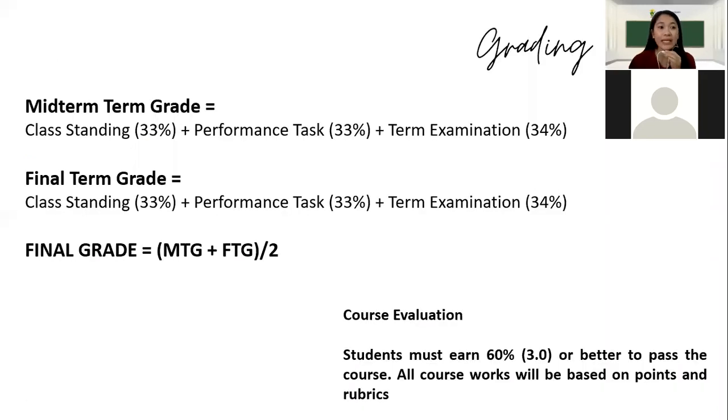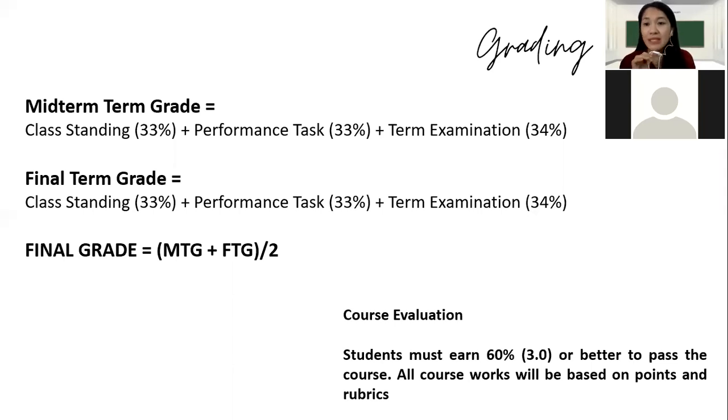So this will be the grading system for this subject class. For the midterm grade, you will have 33% for the class standing. When you say class standing, these are the quizzes, the participations, the questions asked to you during classes. Okay? So 33% would also be the assignments. That includes the class standing.